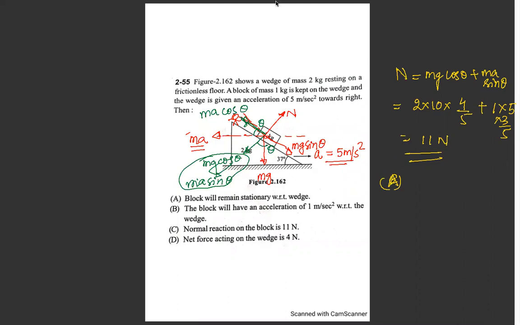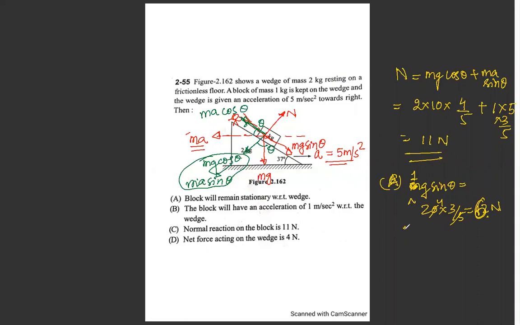Look at this question carefully because we have to check for all the options. First of all, I have to find out mg sin theta. Mg sin theta is 20 into sin 37, that is 3 by 5. Here m is 1 kg, so this comes out to be 6 Newton.